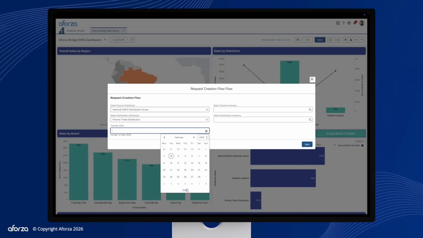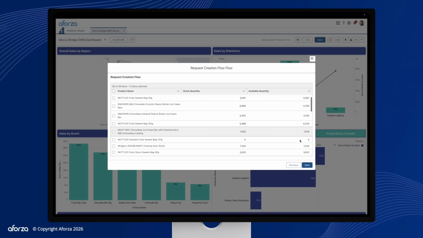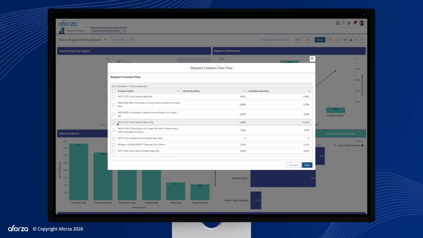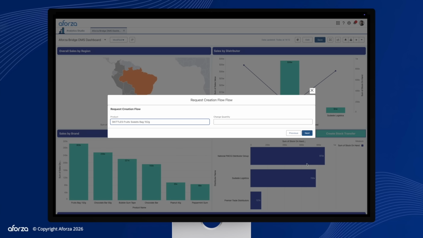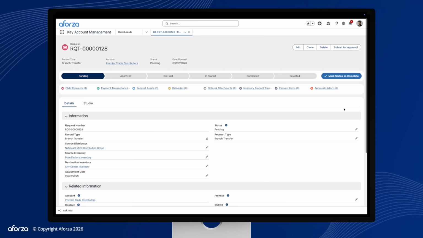And I'm selecting Premier Trade distributors as the destination because they're the ones driving that demand in Brazil and their stock is depleted. Specify the product, which is Skittles Fruit Sweets, and I'm going to move about 2,000 units here. And what I'll do is I'll move it from National FMC's main factory inventory into Premier, the one where the stock is low, into their city center inventory location. So that way the distributor has stock positioned where the demand is being served. And this is the key point. You can't grow indirect markets just by watching dashboards. You grow them by making fast, controlled decisions that match inventory to demand.